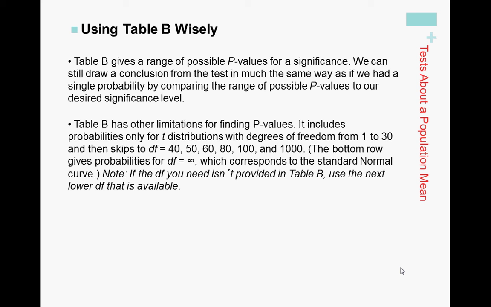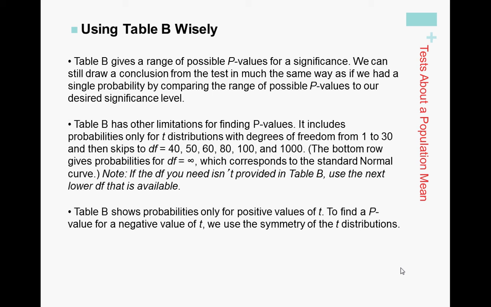It goes from 1 to 30, but then skips to 40, 50, 60, 80, 100, 1000. So if the degree of freedom we have for a problem is not listed there, we always go to the one just below that number. So for example, if we have even 39, we don't go up to 40. I know it's close to 40, but you never go up. You always go down. You go to 30 in this case. So always use the next lower degree of freedom that is available.